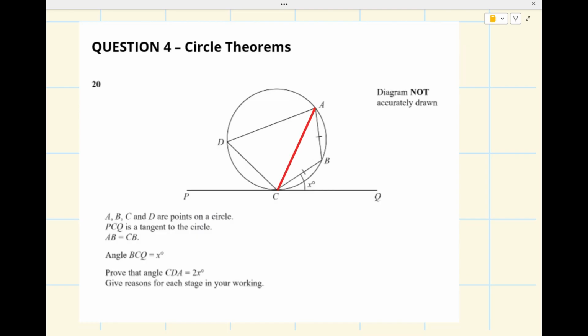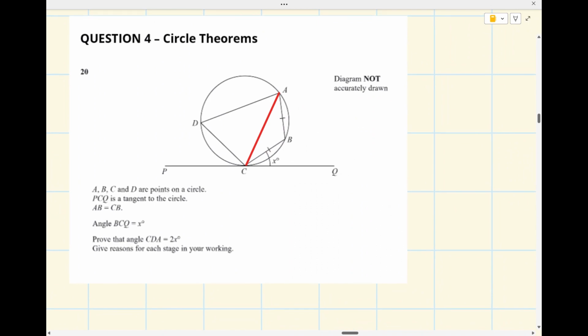We better read the question, really. A, B, C, and D are points on a circle. PCQ is a tangent, yes. AB equals CB, yes, that's marked. Angle BCQ equals x, yes, that's marked. Prove that CDA, that's this one, equals 2x. So that is the target angle there. We have to prove that that equals 2x. Look out, give reasons for each stage in your working.